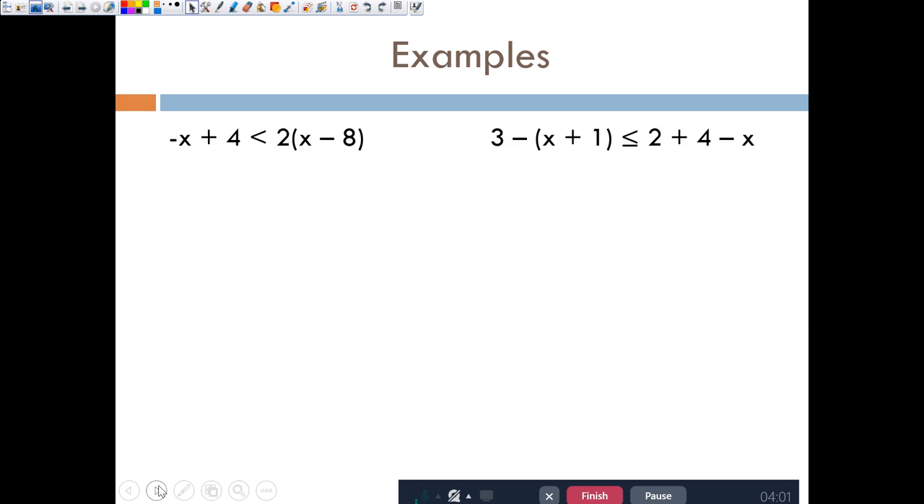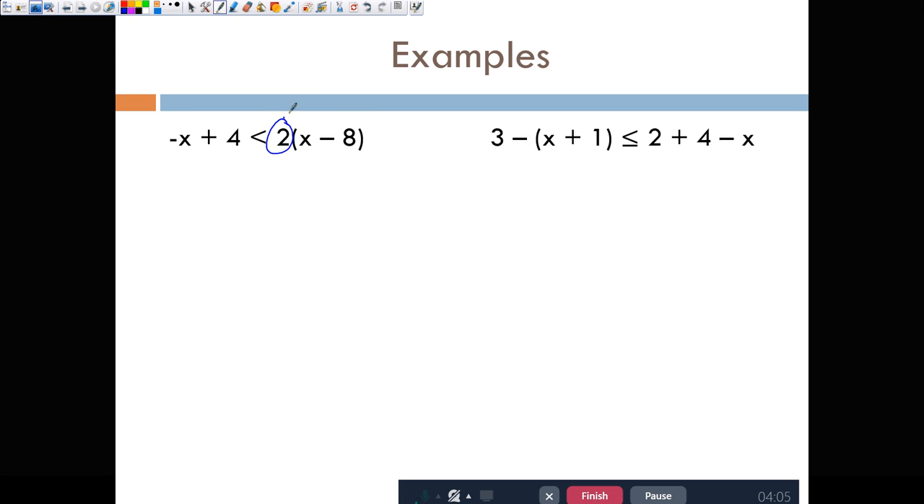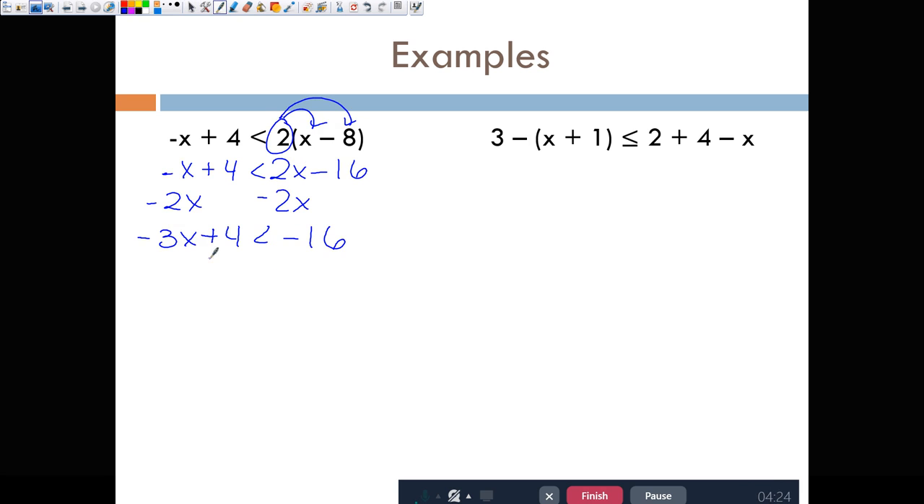Alright, so I have parentheses, so I need to distribute. So I'm going to distribute my 2. So I'm going to get 2x minus 16, which is greater than negative x plus 4. I'm going to subtract 2x from both sides. So I'm going to get negative 3x plus 4 is less than negative 16.